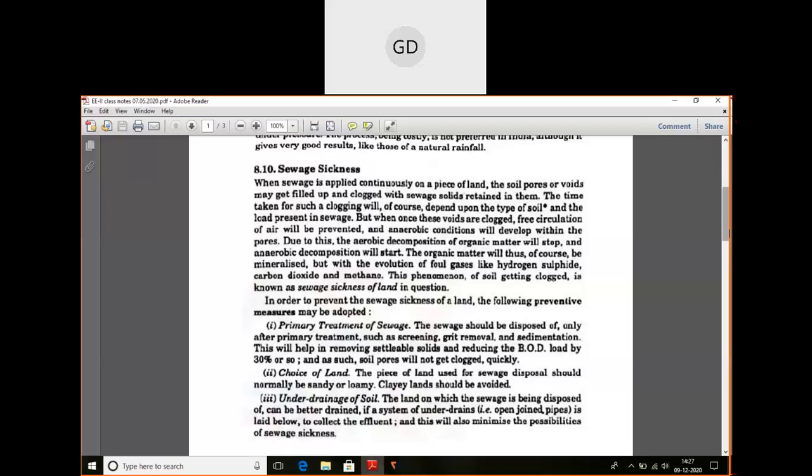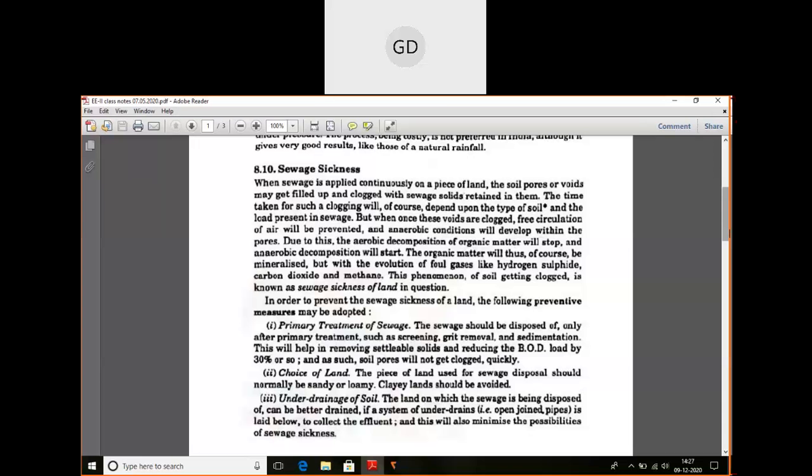Okay, with the sewage solids in them. So the time taken for such clogging will obviously depend upon the type of soil and the load that is present in the sewage. But once these voids are clogged, free circulation of air will be prevented. And what will happen when free circulation of air is prevented? Then anaerobic conditions will develop within the pores.